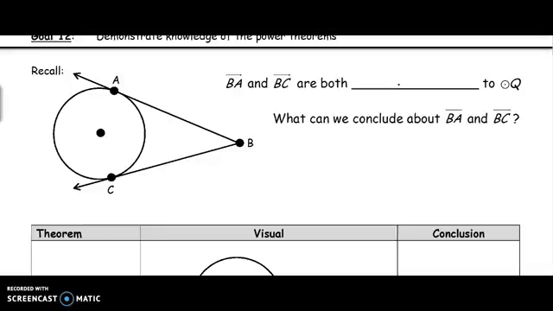Today our focus is going to be on finding segment lengths. So in the past we've talked about how to find angle measures. The only side length we've ever found was when we had this image here. And if you recall, ray BA and ray BC are both tangent to circle Q. So what can we say about BA and BC? If you remember, we can say that they are congruent. So we can say BA is congruent to BC. And that's how we would have solved for x.